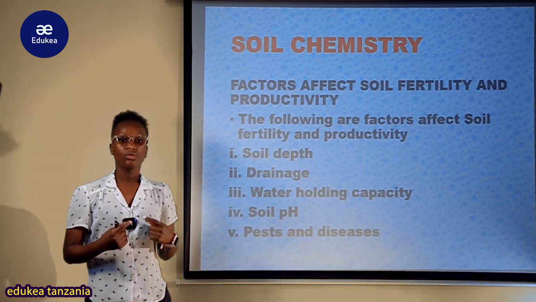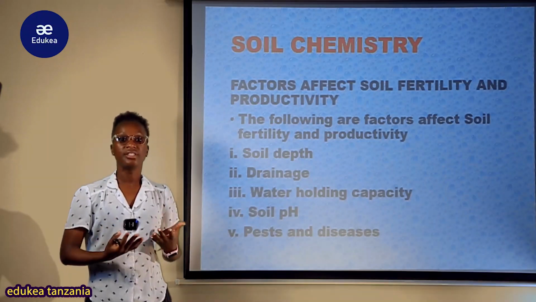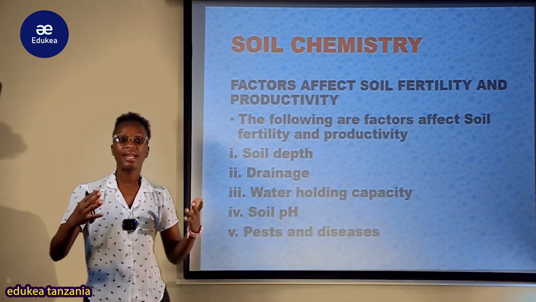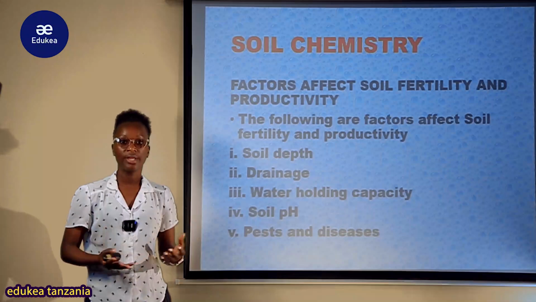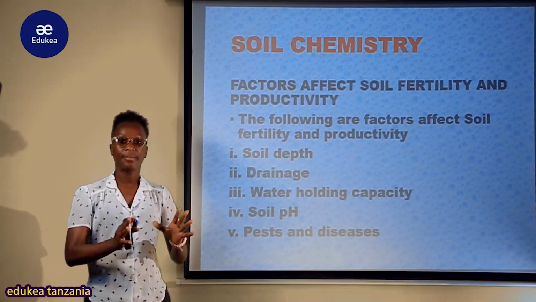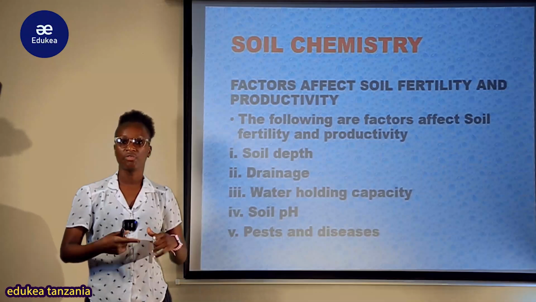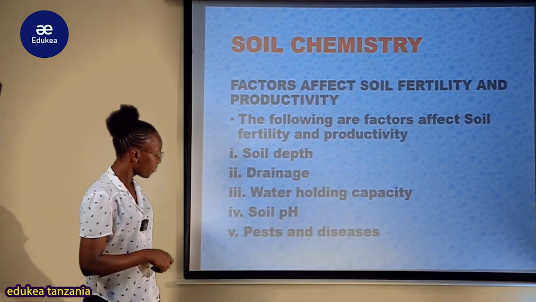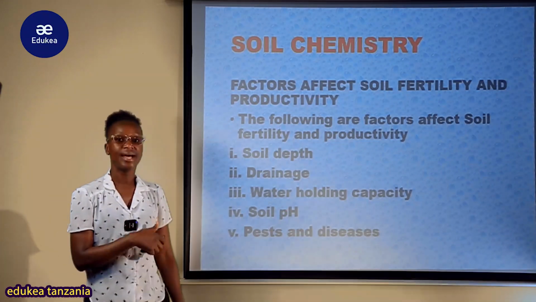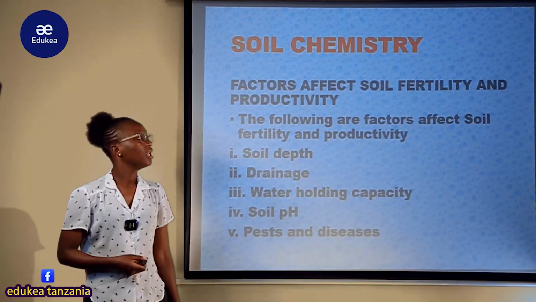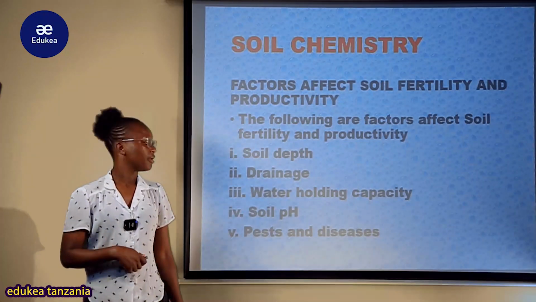Lakini kumbe utakuta udongo mwingine una ile good retention. Unafanya ina ile capacity of holding water. Utakuta mvua imenyesha maji yanazuama. Yani utakuta ile sehemu obviously inakuwa na unyevunyevu and so forth. But also the soil pH is another factor affecting the soil fertility and productivity.